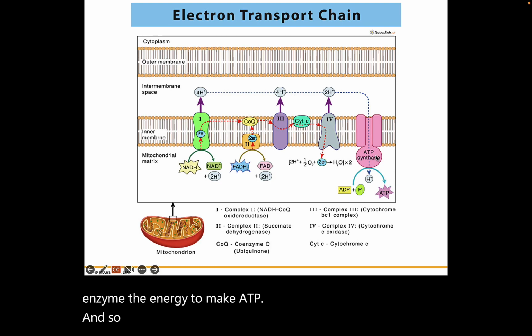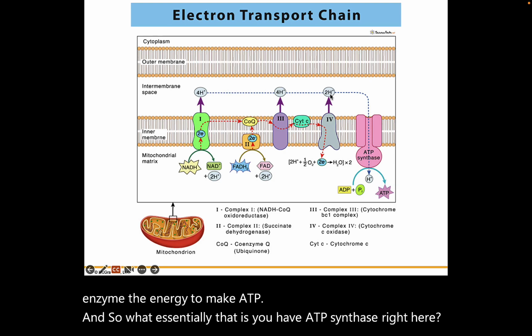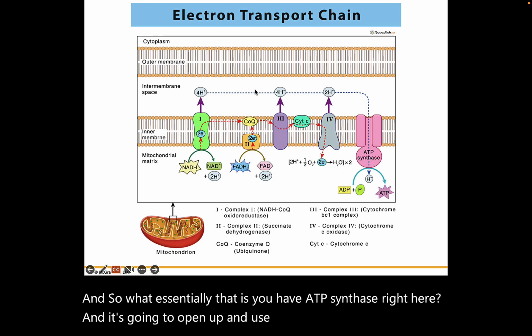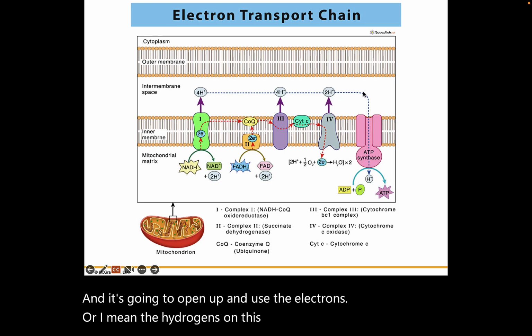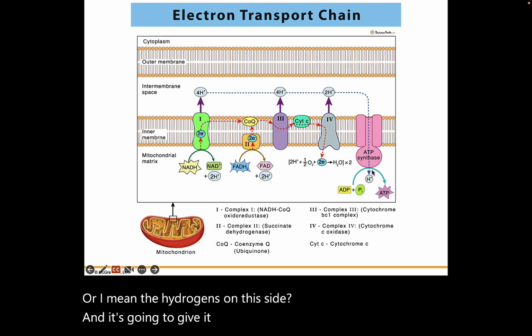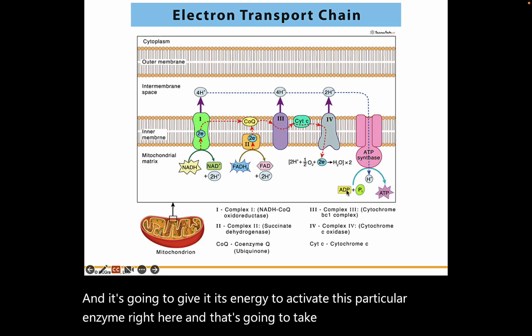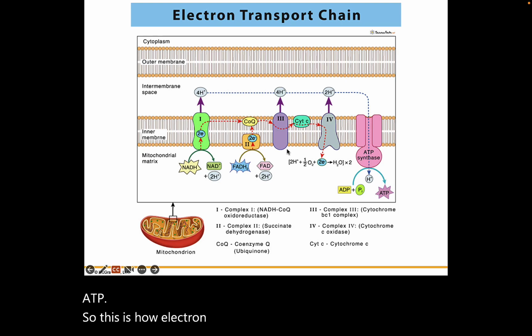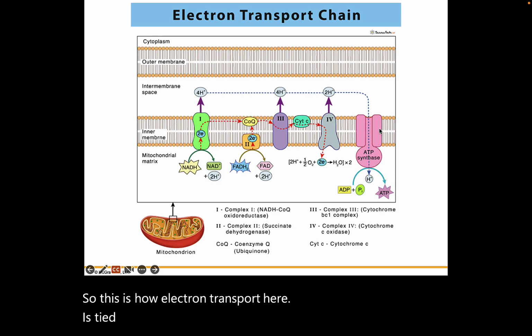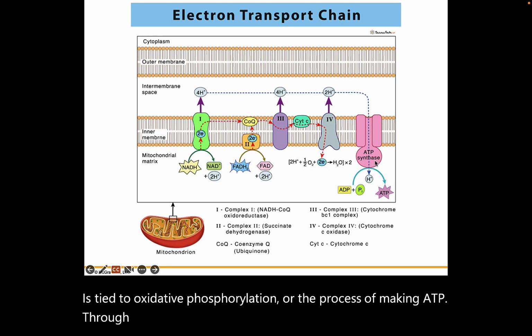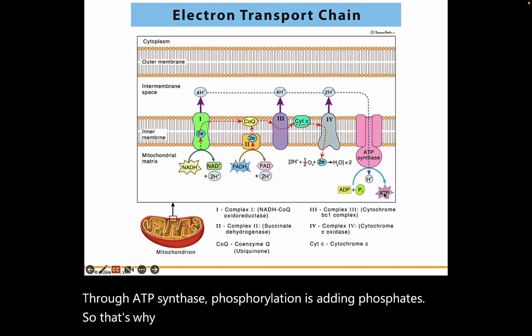And so what essentially that is, you have ATP synthase right here. And it's going to open up and use the hydrogens on this side, and it's going to give its energy to activate this particular enzyme right here. And that's going to take ADP and convert it to ATP. So this is how electron transport here is tied to oxidative phosphorylation, or the process of making ATP through ATP synthase. Phosphorylation is adding phosphates. So that's why that process is called that.